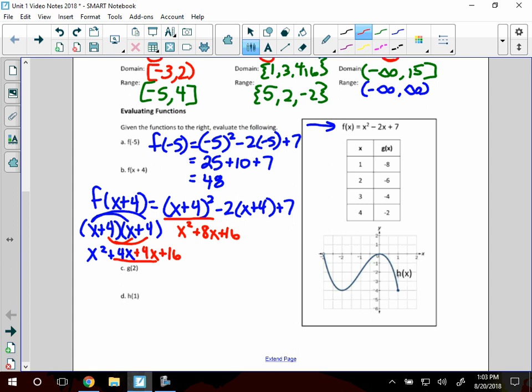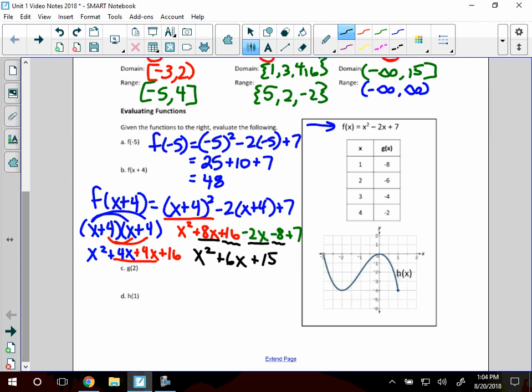That's just that part. Next I need to distribute a negative 2 through the parentheses, so I'll get minus 2x minus 8, and then that plus 7 at the end. So I'm going to combine like terms. I've got x squared, that 8x and negative 2x will give me plus 6x. And then here I get positive 8 plus 7 would be plus 15.